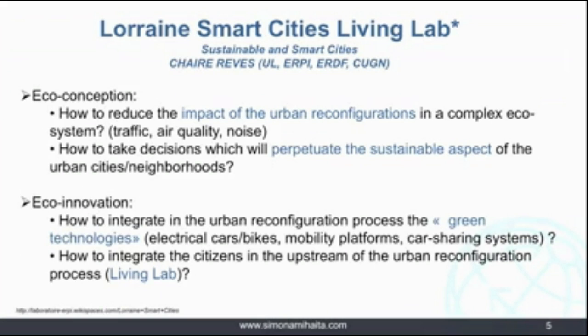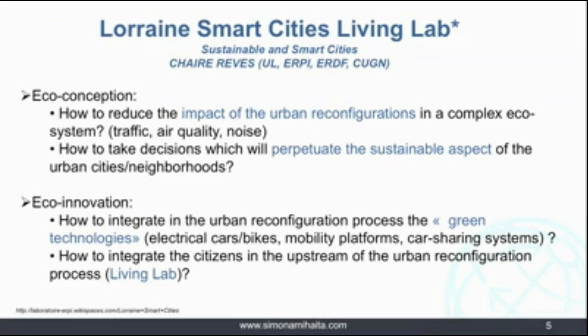So in Nancy, the main project we had was called Lorraine Smart Cities Living Lab. Now, this project was focused on two main concepts, which are very important, and the European Union insists a lot on them nowadays so that new cities take into consideration the concepts of eco-conception and eco-innovation.